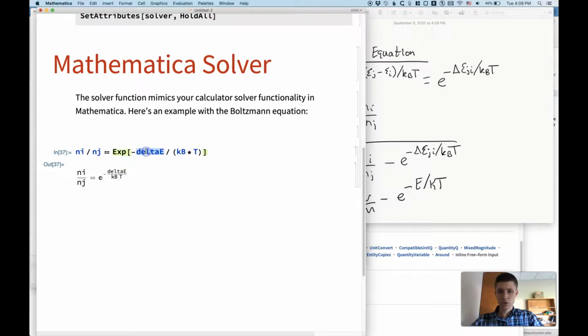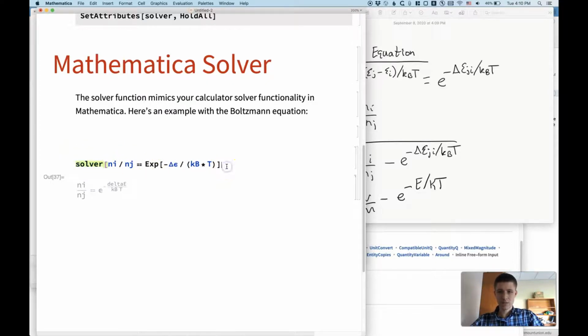If you want it to look prettier, you could go in and use escape, capital D, escape, escape, little e, escape, to make it look like delta epsilon instead, if you prefer that, either way. And then we'll use Solve on that. The arguments it takes are the equation and the variable we want to solve it for. So let's solve it for delta E.